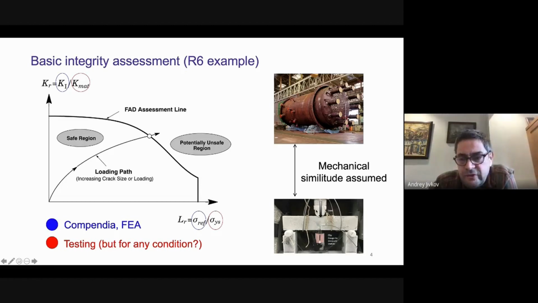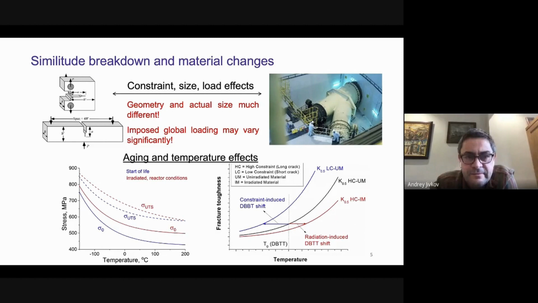Now, if we want to use what is measured here, we must assume that there is a mechanical similitude between the geometry and loads in our test and the crack in our real geometry, in our real structure. The problem with this is, well, we can continue like that, but there are several problems. One of them is that the similitude may break down. The other one is that there are aging and temperature effects that we need to capture. When I say similitude breakdown, this may happen because of constraint effects, size effects, load effects. There is a difference between the geometry that we test and the crack in our real structure.